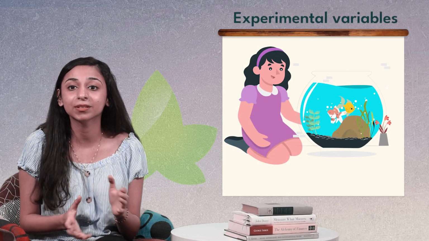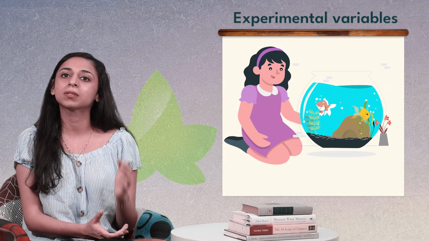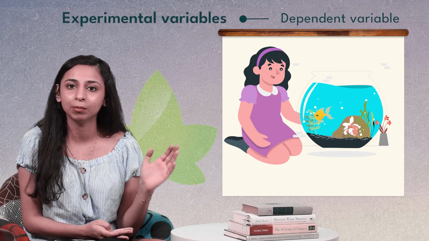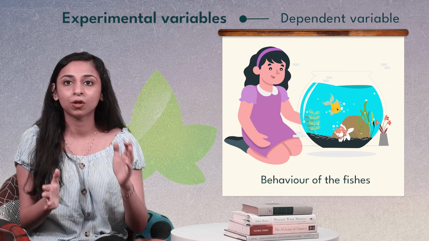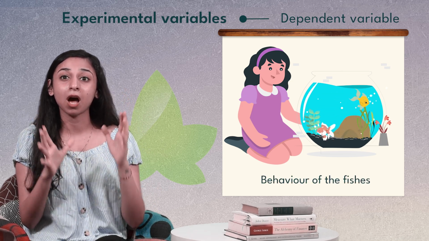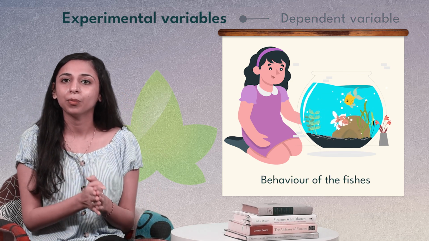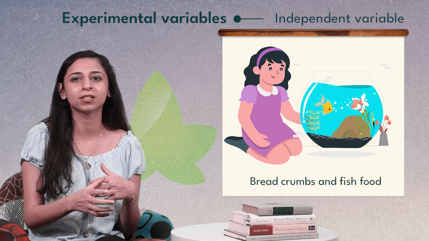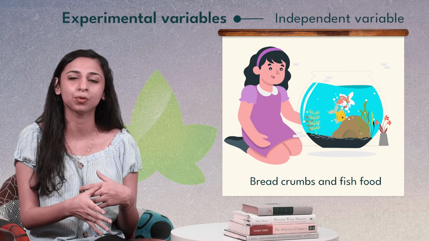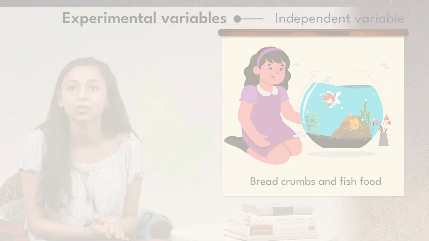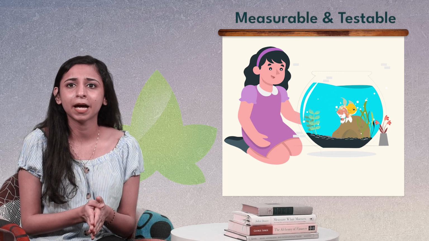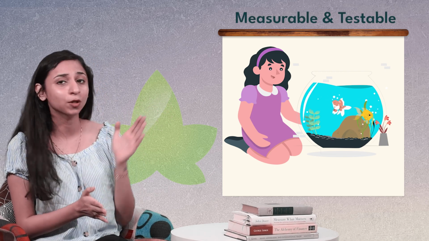Now let's help Riya to identify the experimental variables in this setting. First comes the dependent variable. So in this particular setting, the dependent variable would be the behavior of the fishes. That is the main target observation of Riya. Whereas the independent variable would be the potential things, for instance, breadcrumbs or fish food that might influence the behavior of the fish. Can we help Priya establish a measurable scenario or testable hypothesis based on this particular observation?